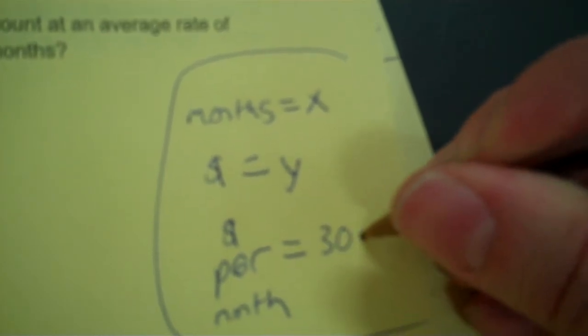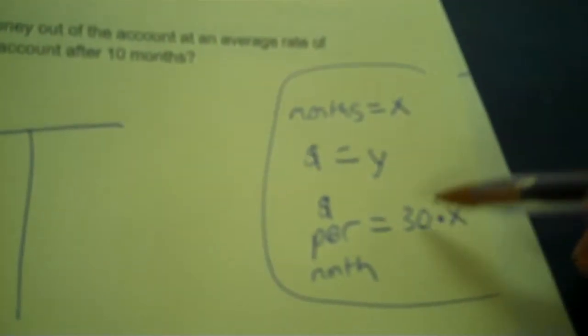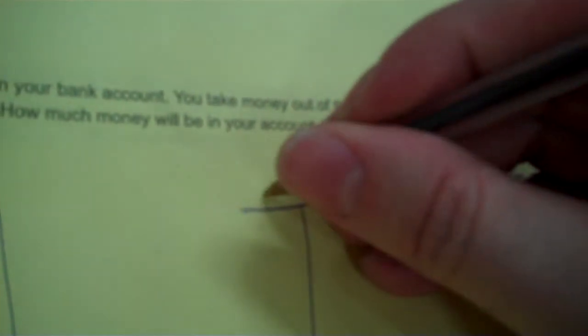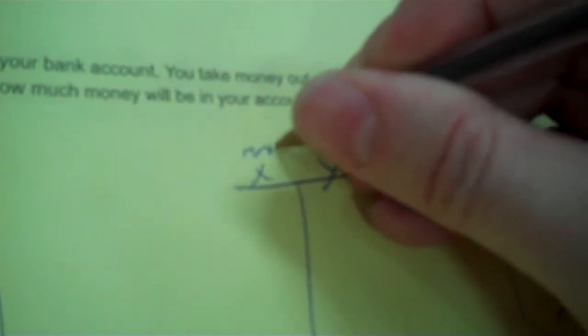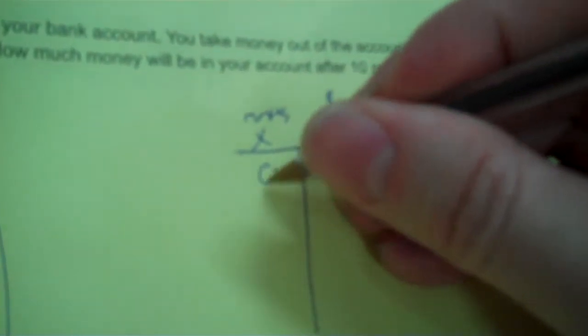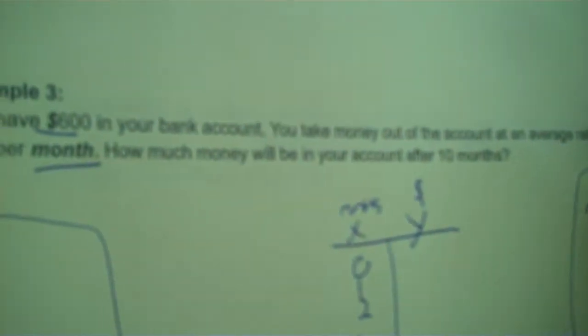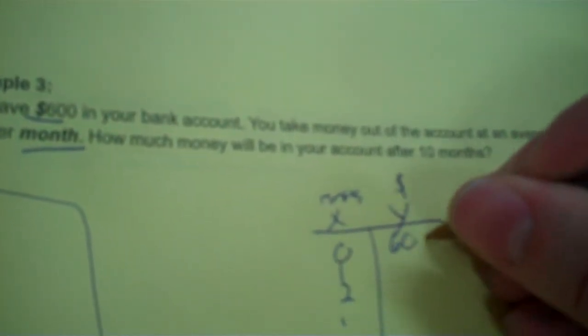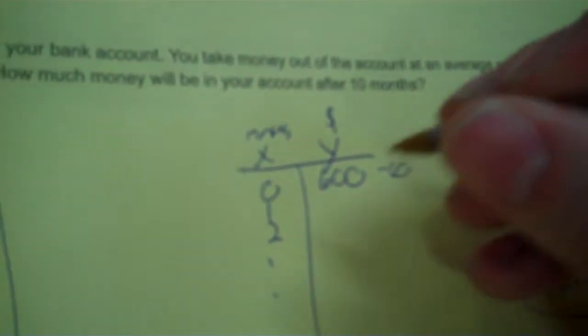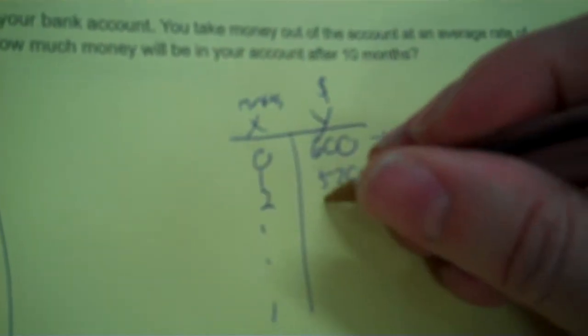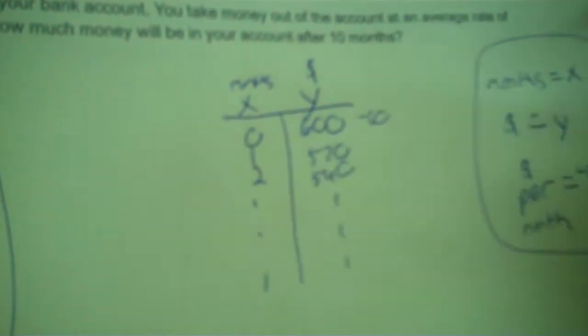So 30 dot x. Now I have to decide if that's negative or positive. If I'm taking money out of my account, it's going down, so that needs to be negative. It would go down from the 600. So x, y, months, money, 0, 1, 2. It starts at $600, the money does. Then we minus 30, 570. Minus 30 from that, 540. And on she goes. Okay, negative 30 dot x.